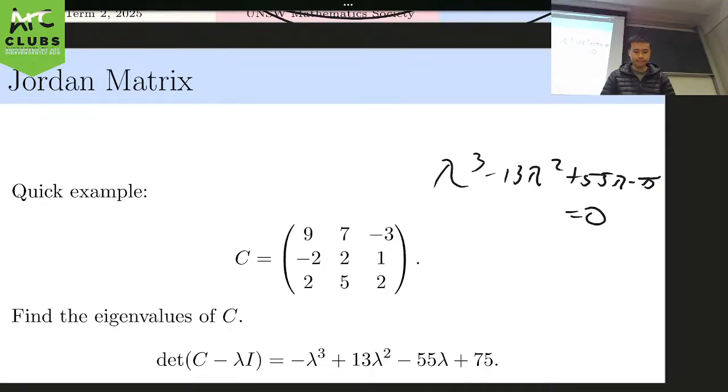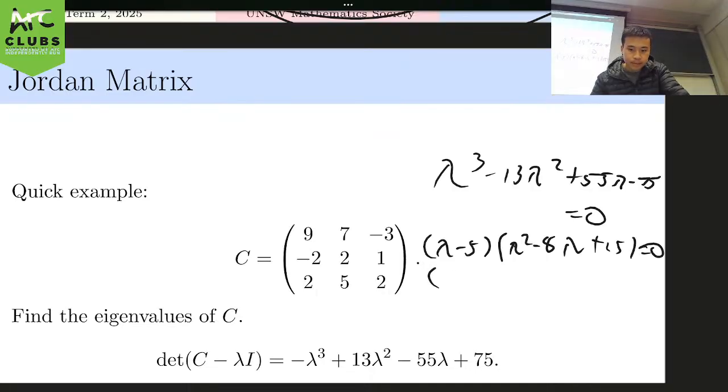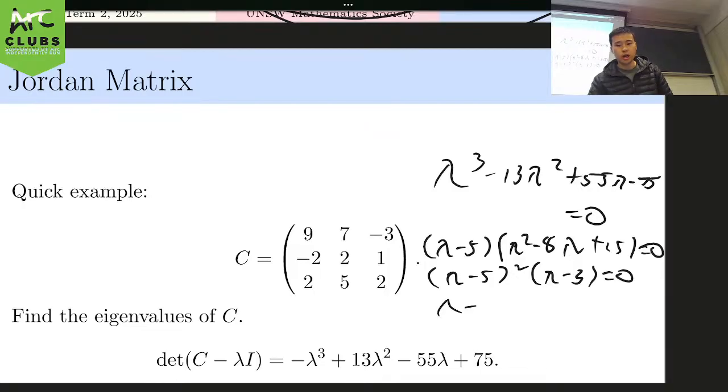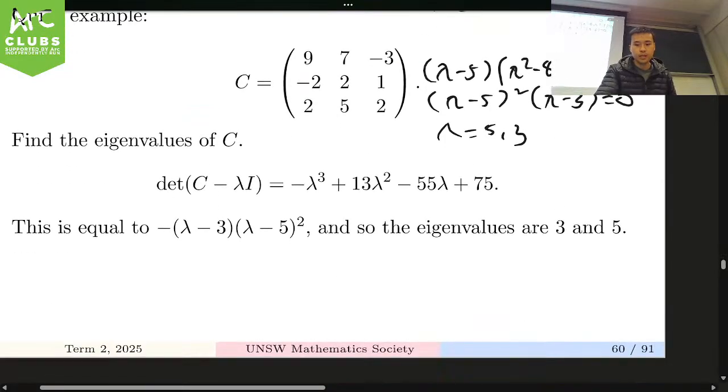Okay, so I guess 5 squared plus 5. Okay, good it is. So lambda minus 5 is a factor, and then lambda squared minus 8 lambda is 40, so it's plus 15. Okay, so it's going to be like that and minus 3. So the eigenvalues of this are 5 and 3. So we know the multiplicity of 5 is 2.